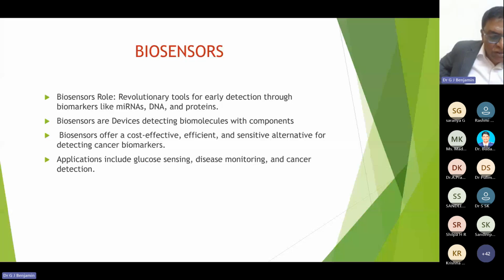the biosensor's role is as a revolutionary tool for early detection through biomarkers like mRNA, DNA, and protein. The biomarkers that we used previously were mostly based on mRNA, DNA, and protein. Biosensors are devices detecting biomolecules with components. Biosensors offer a cost-effective, efficient, and sensitive alternative for detecting cancer biomarkers. The applications include glucose sensing, disease monitoring, and cancer detection.